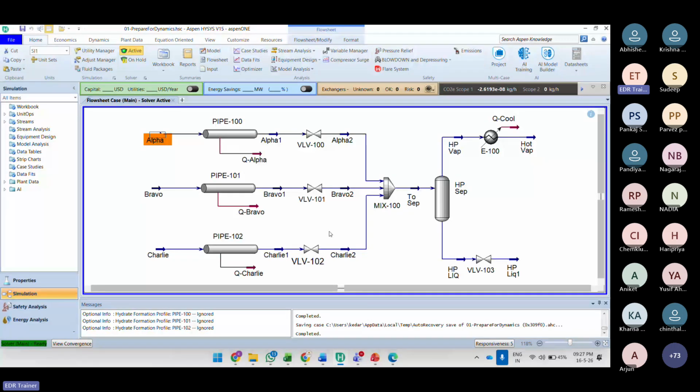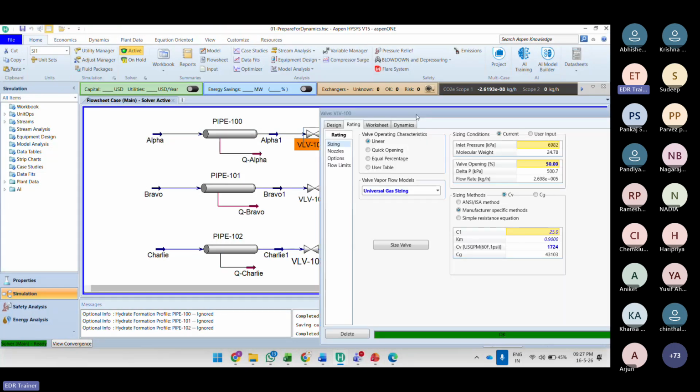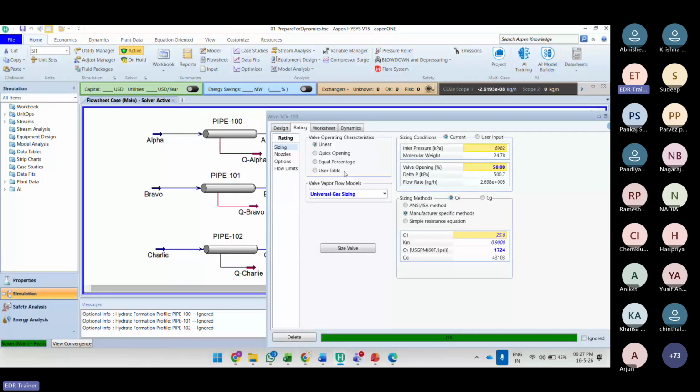Let us open one of the valves. For the sizing, you can see here the rating. Rating means we have to do the sizing for this. Sizing for the valve is nothing but estimating the Cv value. The inlet pressure has been taken from the current, as we have run the steady state simulation.